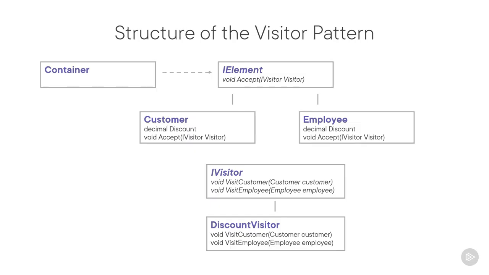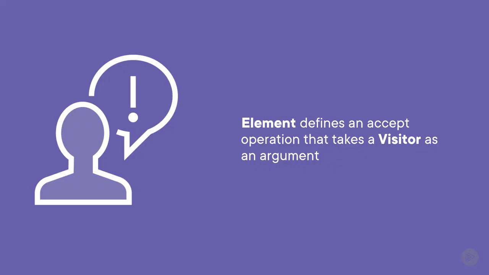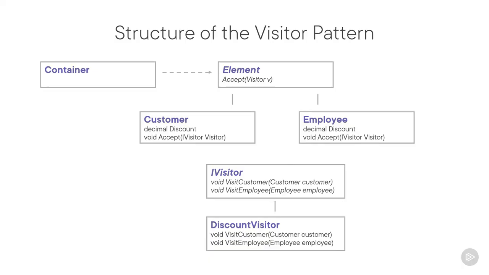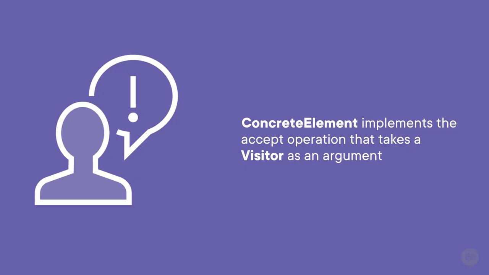We'll start with the element, which maps to our iElement interface. This defines an accept operation that takes a visitor as an argument. Then we've got concrete element implementations. These are our customer and employee classes. A concrete element implements the accept operation that takes a visitor as an argument.